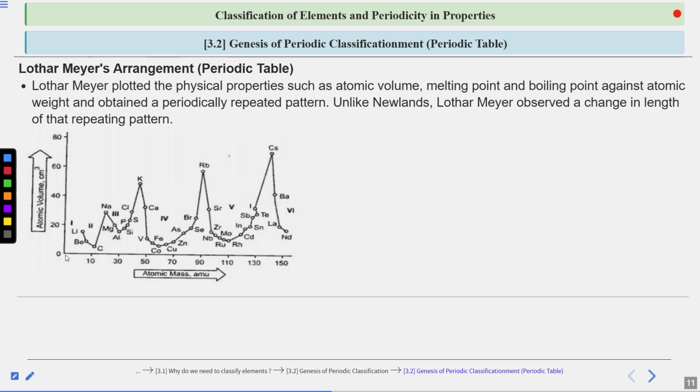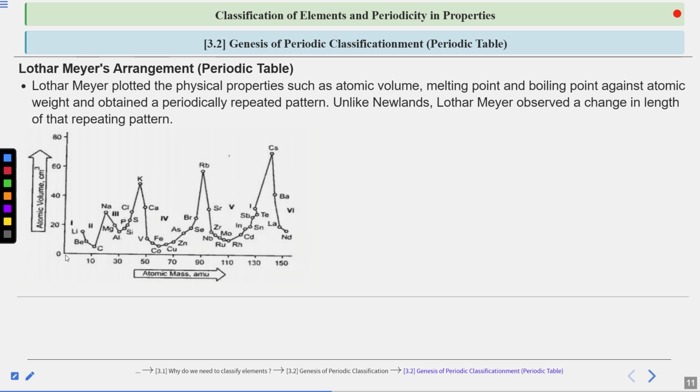So these elements that are at the peak, they were put in one line. Okay, so lithium, sodium, potassium, rubidium, and cesium. And you can see the same in the new long form of the periodic table. Similarly, the corresponding beryllium and magnesium can be seen in the same group. Okay, so this was the plot that was used by Lothar-Meyer to understand the periodicity.